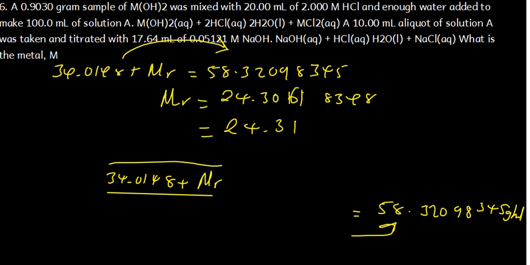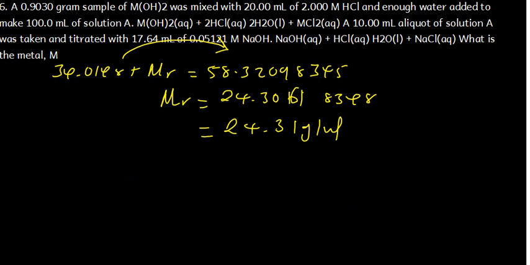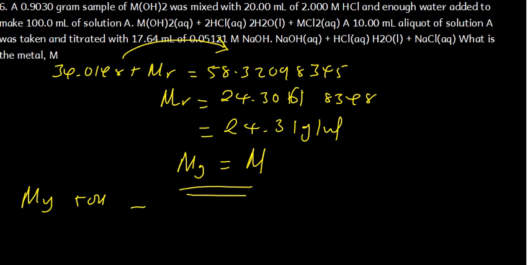Okay, so we can also round this off as 24.31 grams per mole. Let's go on the periodic table and check which element has this kind of molar mass. So the element on the periodic table with this molar mass is magnesium, and so the element M is magnesium. And you can confirm it. When magnesium reacts with the hydroxide, the formula is magnesium hydroxide with a 2 down there.